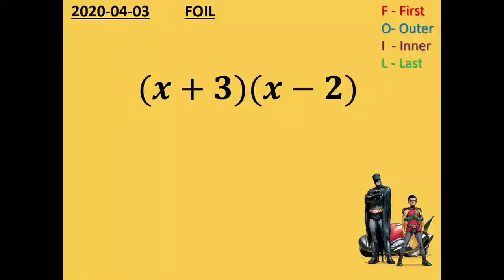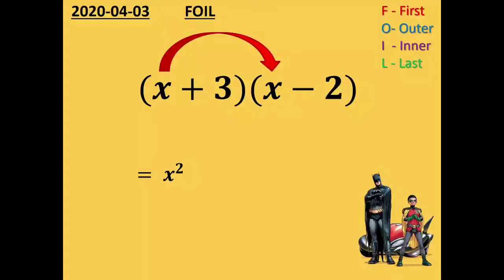Cool, so according to FOIL, I need to do my first terms first. So I need to multiply x times x. So there's my first two terms. Please draw in the arrow because it just helps you to remember which terms you've multiplied and which ones you haven't multiplied yet, because eventually we're going to multiply them all together. So x times x will give me x squared.